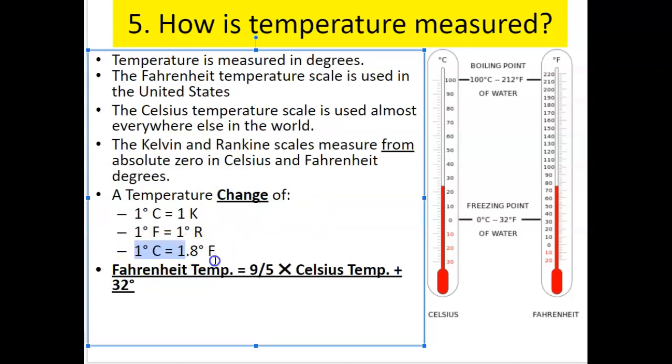That doesn't mean that 1 degree C is the same as 1.8. We can see that 1 degree C is actually more like 33 degrees Fahrenheit. But if we're talking about change, how much the temperature is rising or lowering, then there's a direct correlation. A 1 degree change in Celsius is a 1.8 degree change in Fahrenheit. And they give us a formula here so we can convert back and forth. If you have the Celsius temperature, multiply it by 9/5, and then add 32 to it, and that will convert it to a Fahrenheit temperature.